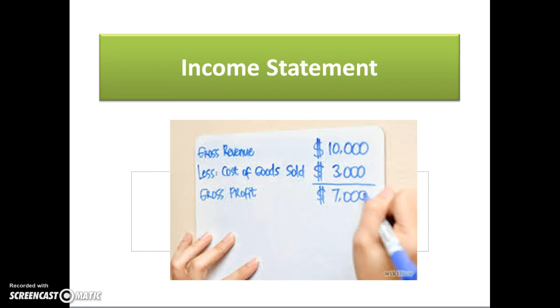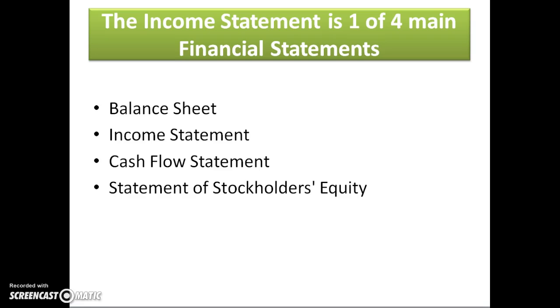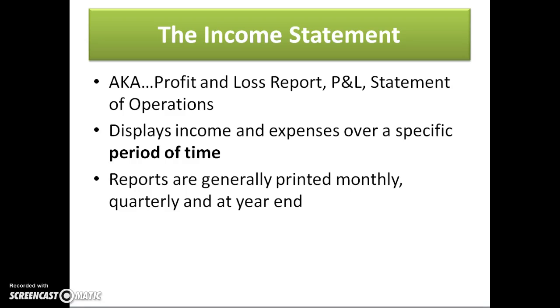Next, we'll take a look at the income statement. As we mentioned earlier, the income statement is the second statement in the four main financial statements. The income statement is also called the profit and loss report, the P&L report, or the statement of operations, and it displays income and expenses over a specific period of time. Reports are generally printed monthly, quarterly, or at year-end.